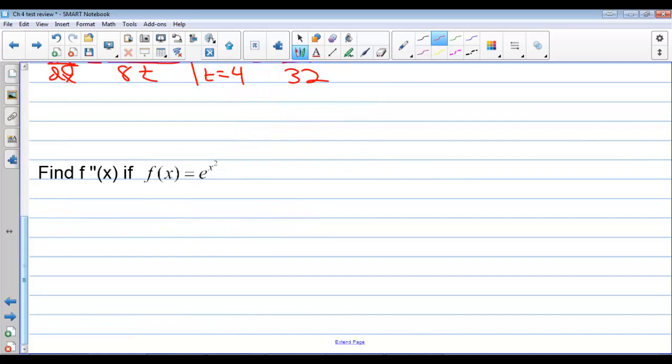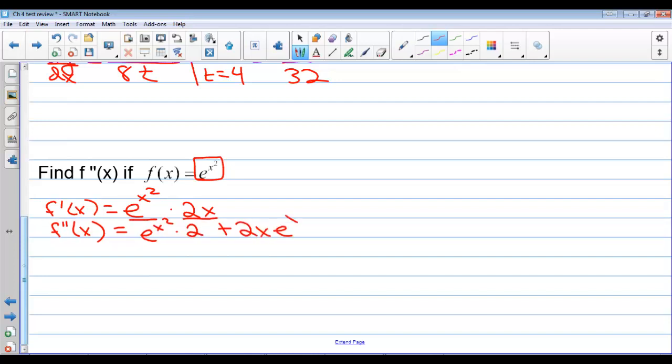Find the second derivative. F prime of x equals e to the x squared. The derivative of e is e. We love taking the derivative of e. Then times 2x. Then the second derivative, now we originally had one function. Now we have two functions. So it's first times the derivative of the second plus the second times the derivative of the first, which is still times that 2x. So we still do the chain rule.